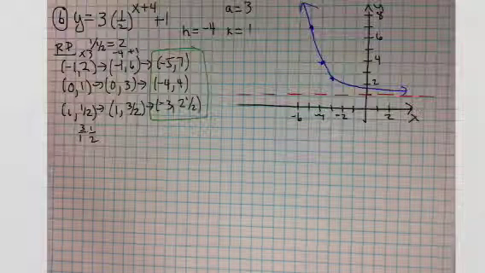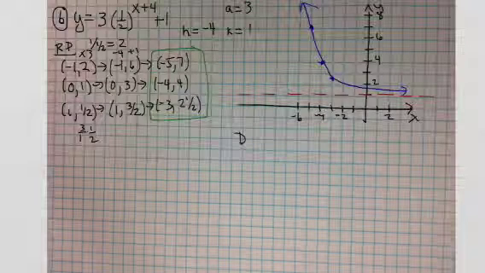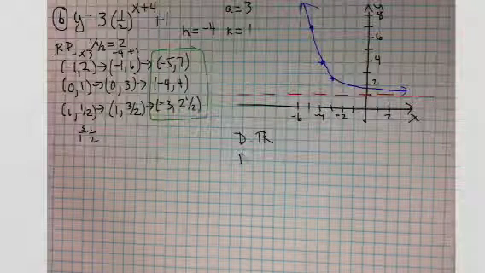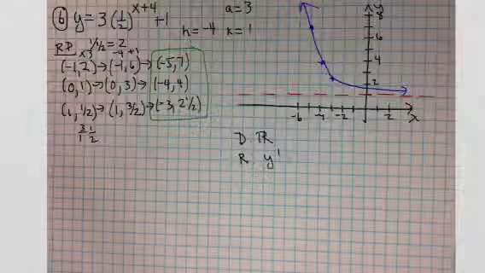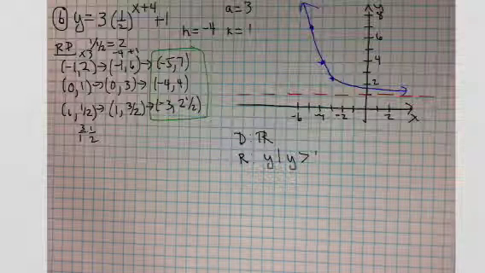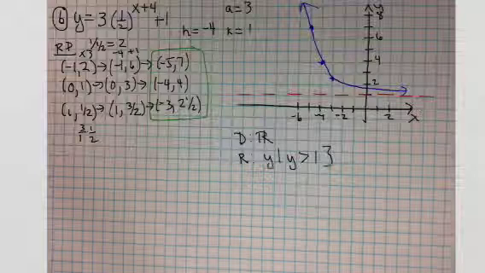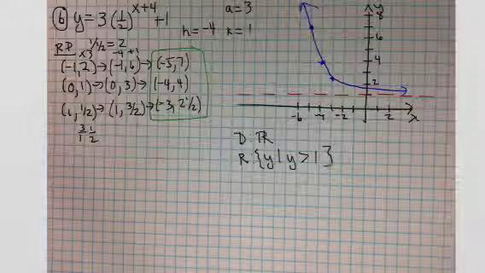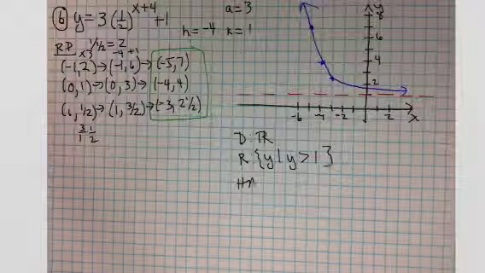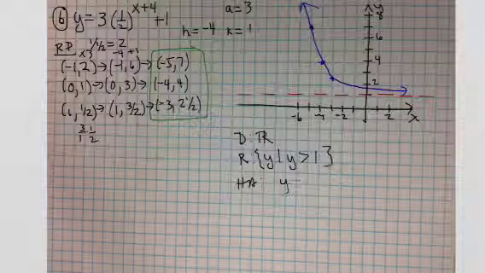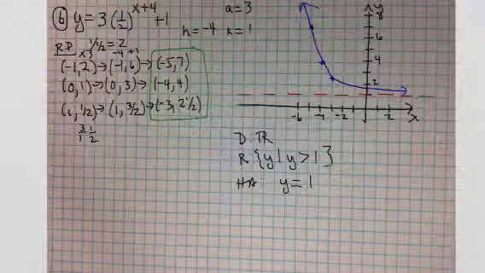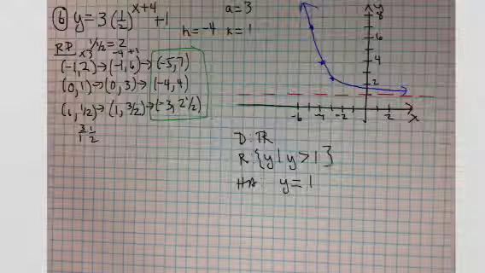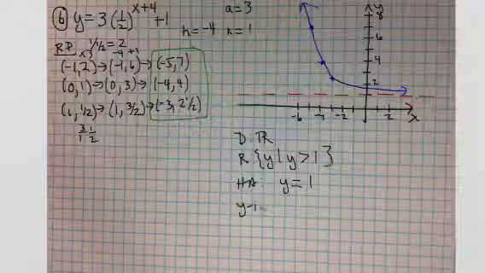So the domain is all reals. The range is all y such that y is greater than 1. Okay. The horizontal asymptote is y equals 1. And again, this one, we don't have a y-intercept in one of our 3 points right here in the green. So we do have to do some calculation.